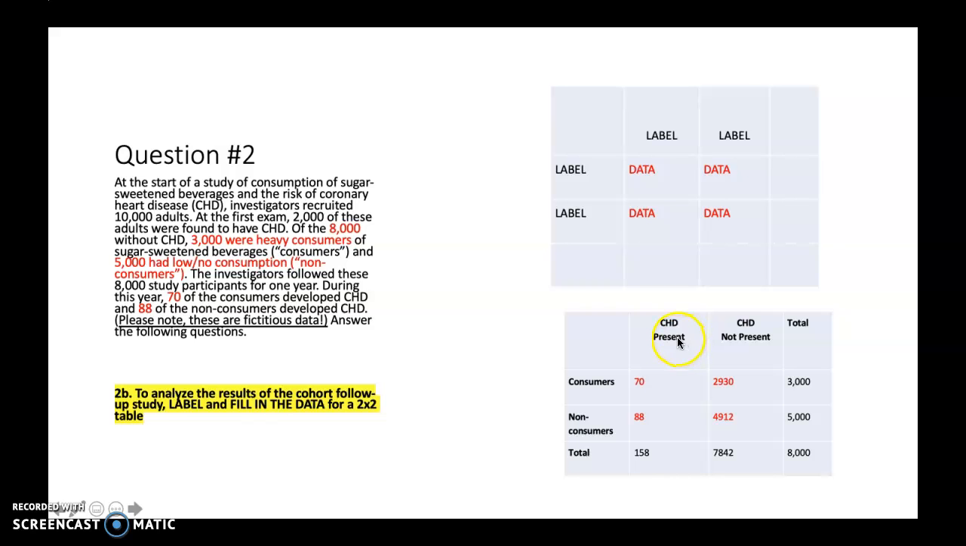We have CHD present and CHD not present. So we have our disease on top, and consumers and non-consumers are our exposures. And then we filled in accordingly the table with the information. So our total of people is 8,000, 3,000 consumers, 5,000 non-consumers. And then here we have 70 of the consumers develop CHD. So we'll put that under CHD present in consumers where they intersect. And then of the non-consumers that develop CHD, there were 88. So we have that filled in.